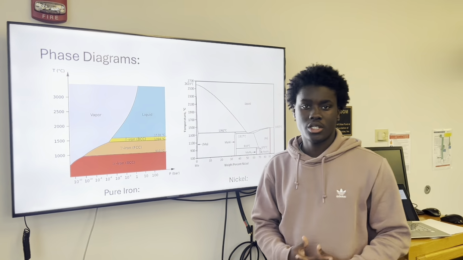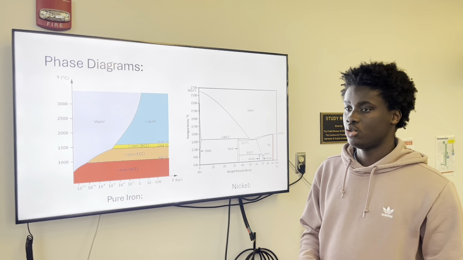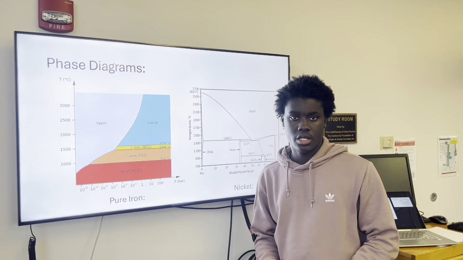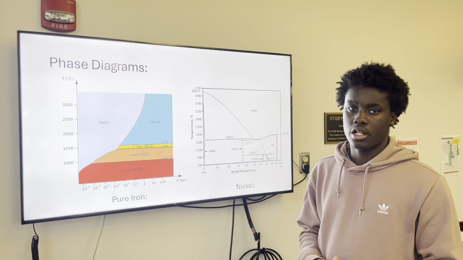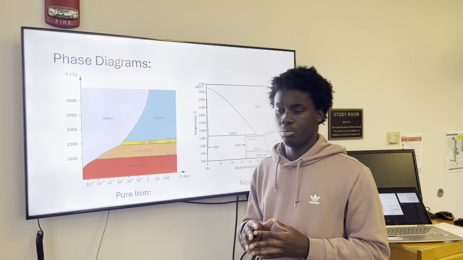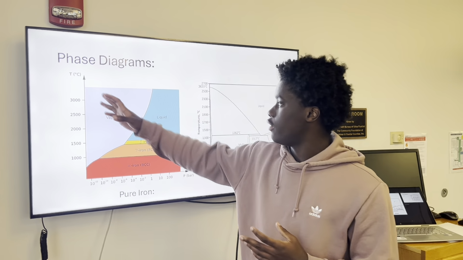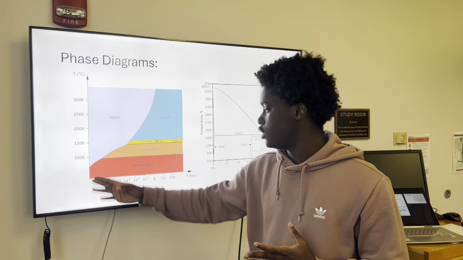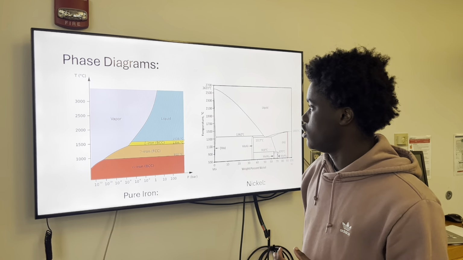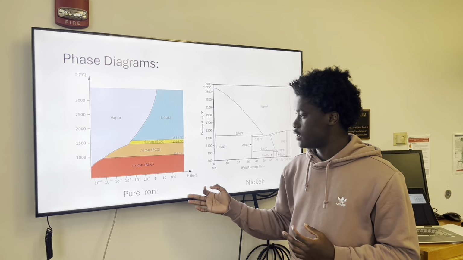So in our first question, we were asked to give the phase diagram of our two metals and also one of the alloy, when they form an alloy. So first, we have the phase diagram of pure iron. We have the temperature in Celsius on the y-axis and the pressure on the x-axis.